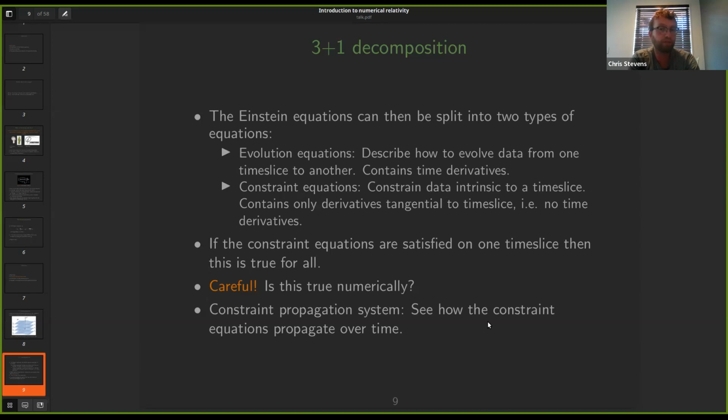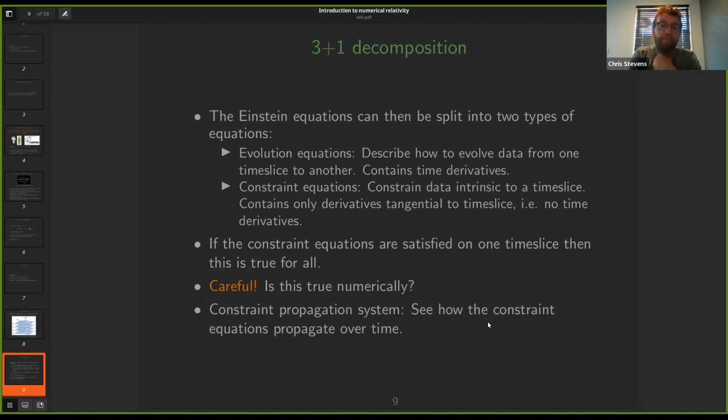So this is certainly true analytically, but numerically, is it true? Maybe, does anyone have an idea about whether that would actually be true numerically? I think it isn't. Yes. Thank you for being brave enough to answer.